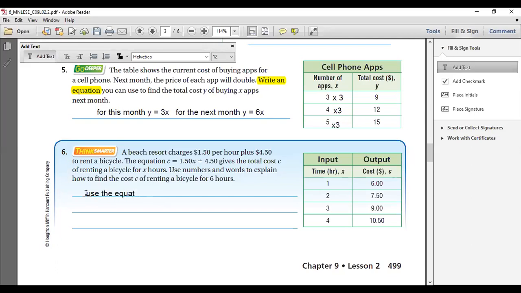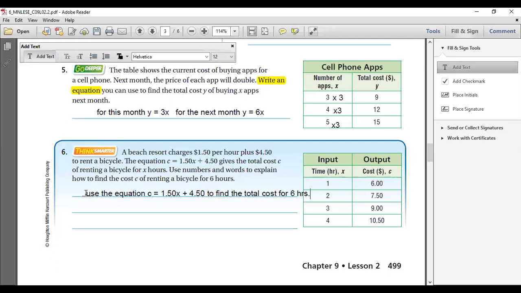Use the equation C equals 1.50x plus 4.50 to find the total cost for 6 hours. Okay, so these are the words we can use. You can write in your own words however you want to.